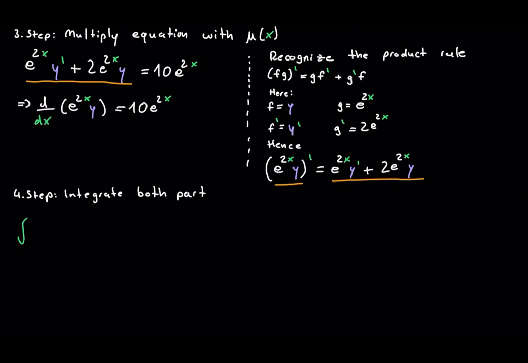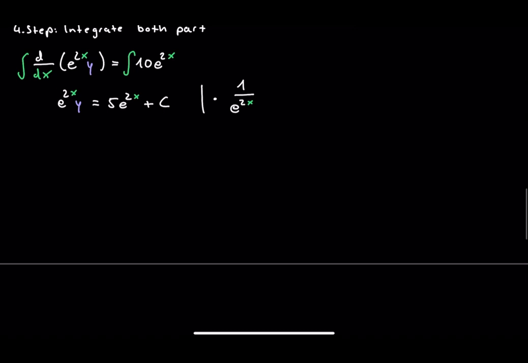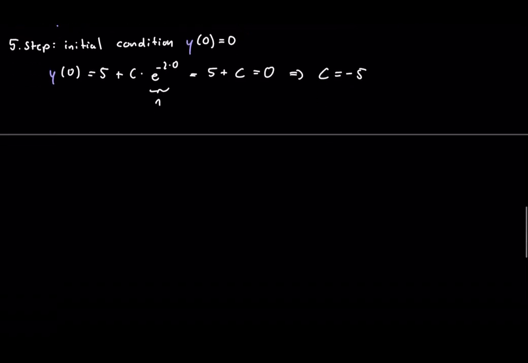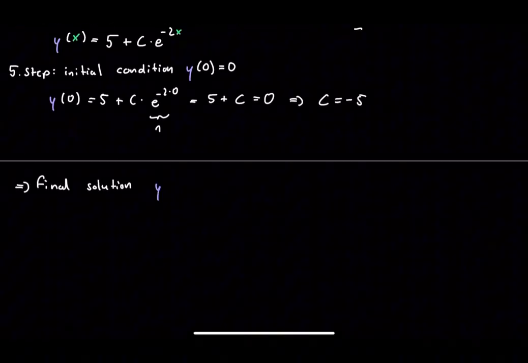So we rewrite the equation as the derivative of e^(2x)y equals 10e^(2x). Integrate both sides. On the left, the derivative and the integral cancel, leaving e^(2x)y. On the right, the integral of 10e^(2x) is 5e^(2x) plus c. So e^(2x)y equals 5e^(2x) plus c. Divide through by e^(2x) to get y equals 5 plus ce^(-2x). Now apply the initial condition y(0) = 0. Plug in x equals 0: 0 equals 5 plus c, giving c equals negative 5. Final solution: y(x) equals 5 times (1 minus e^(-2x)).